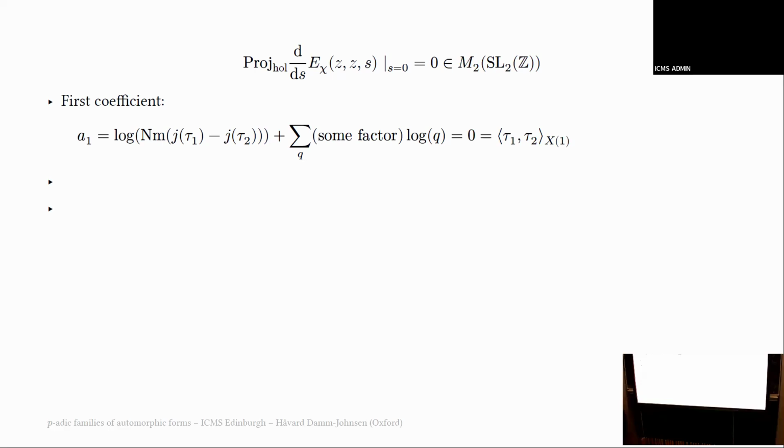And this is still 0 because it's the coefficient of the 0 modular form. So what they do then is they rearrange this sum, and then they exponentiate. And what they end up getting is a product over primes q and these sum factors that I haven't bothered writing down explicitly. And I've written here on the right that this is the height pairing of Heegner points tau1 and tau2 on X1.